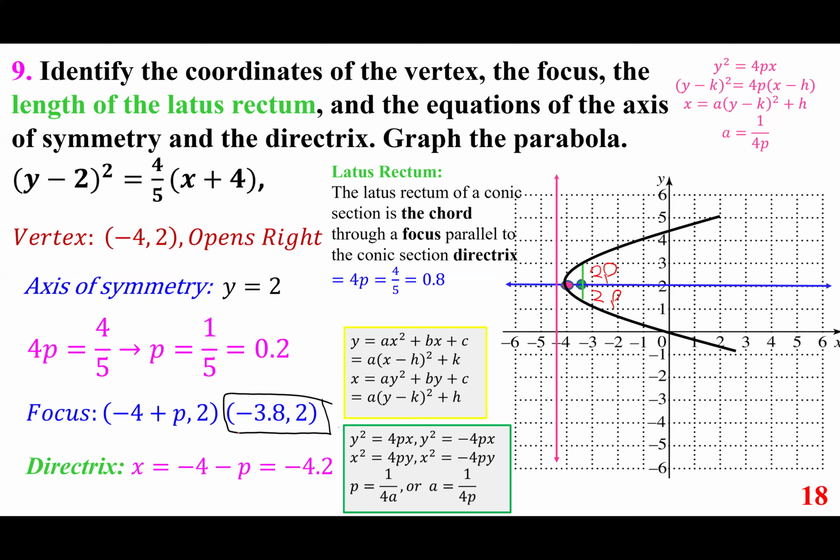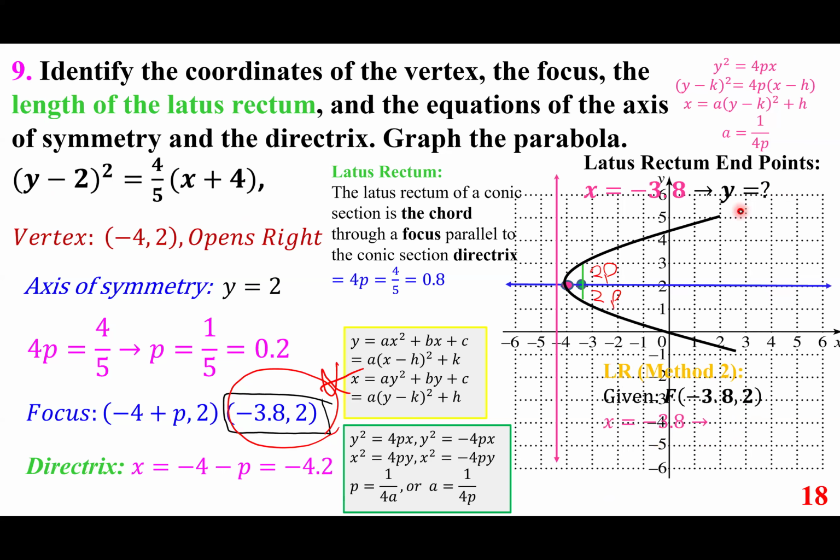So from here, go up by 2p. Remember, p is 0.2, so 2p is 0.4. Go up and down. So latus rectum endpoints, x equals -3.8. You can say x equals -3.8, replace it and find the y. You can do that, but I'm going to stick with the second method. That's easier.